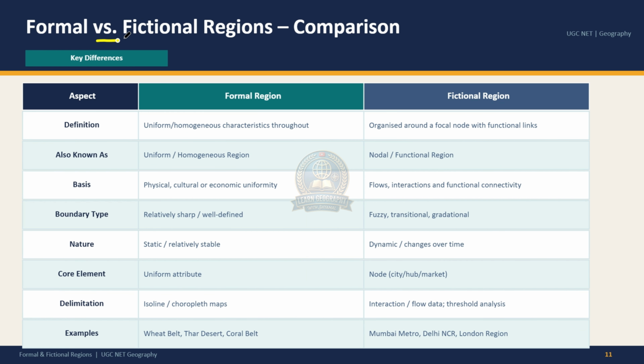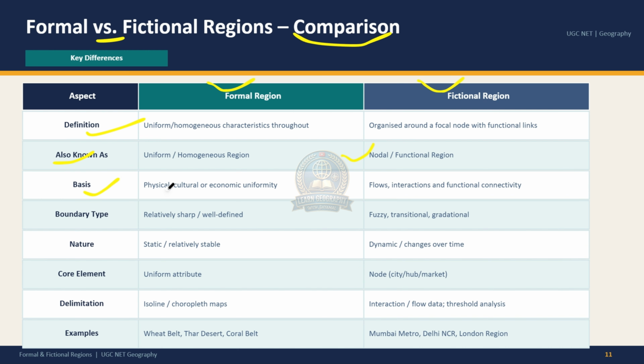Okay, formal versus functional regions. Okay, comparison. There are some differences between formal regions and functional regions. Definition: formal region has uniform and homogeneous characteristics throughout. Functional region is organized around a focal node with functional links. The formal region is also known as the uniform and homogeneous region, and the functional region is also known as the nodal and functional region.